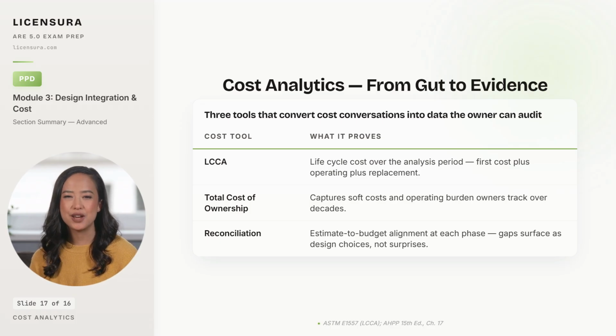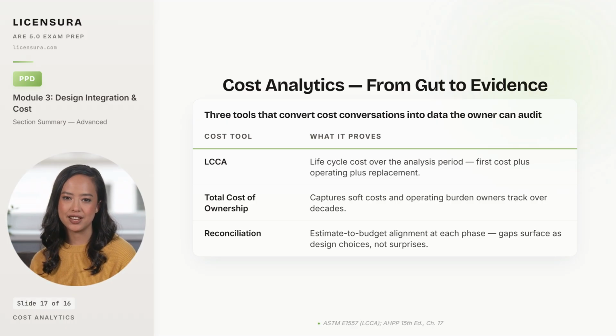Total cost of ownership is the broader frame the owner actually tracks. It includes the soft costs and operating burden the owner carries over decades, and the architect's discipline is to align design recommendations with that broader frame rather than just construction cost alone.